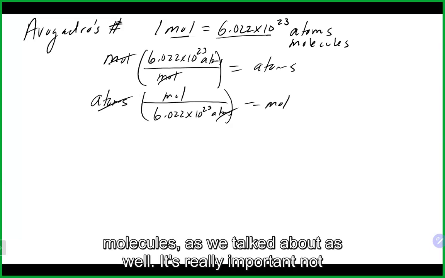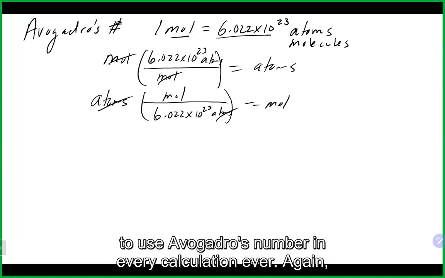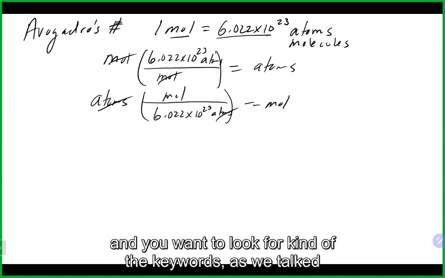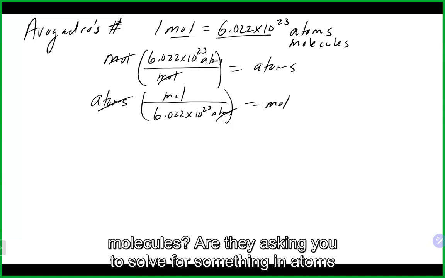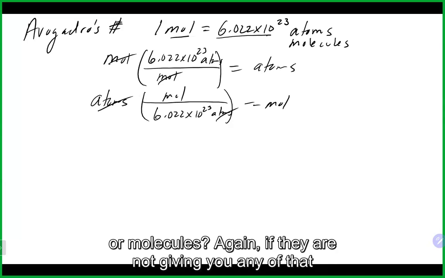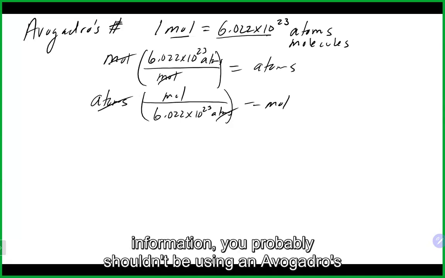As we talked about as well, it's really important not to use Avogadro's number in every calculation ever. You want to look for the keywords, which is, did they give you a number in atoms or molecules? Or are they asking you to solve for something in atoms or molecules? If they are not giving you any of that information, you probably shouldn't be using Avogadro's number.